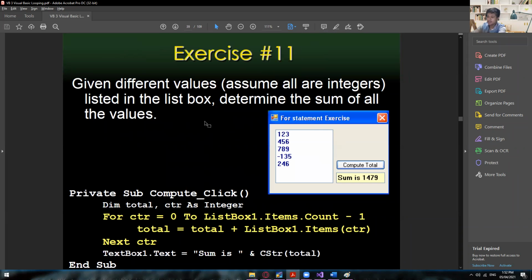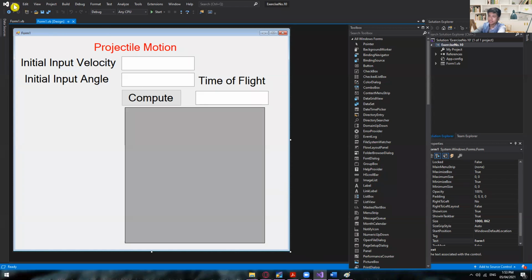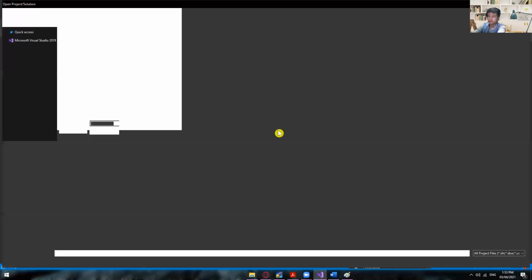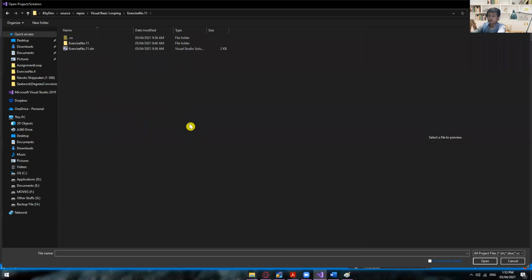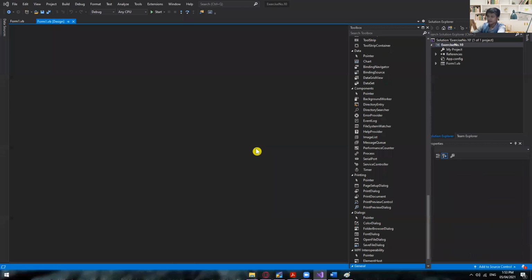Exercise number 11. Given different values, assume all are integers listed in the list box and determine the sum of all the values. So we can manually input a value in this list box and then compute it, and then show the result on the text box. I already have created this one, exercise number 11.